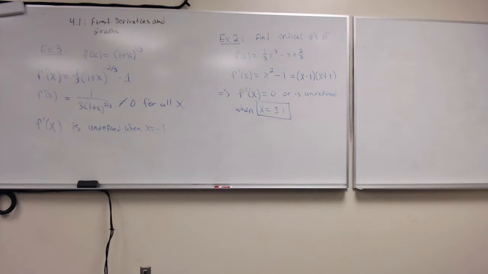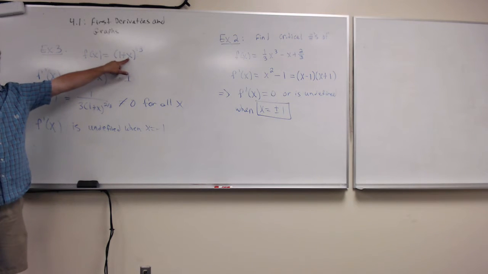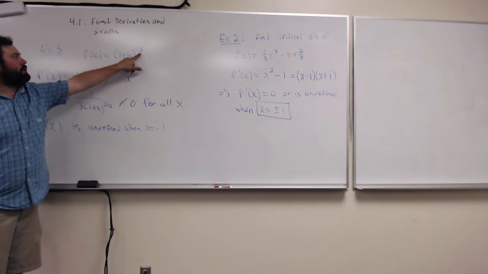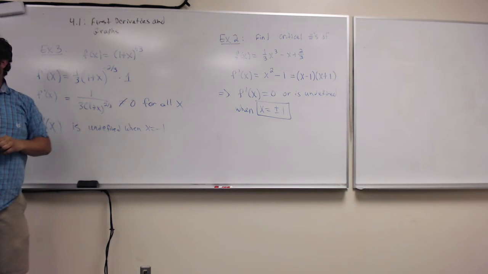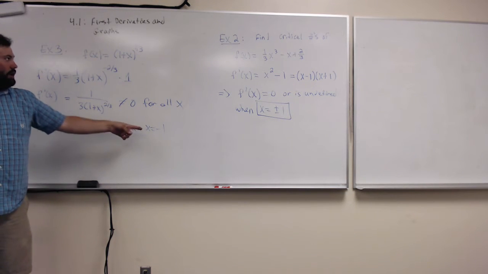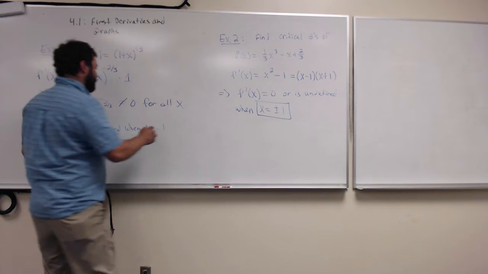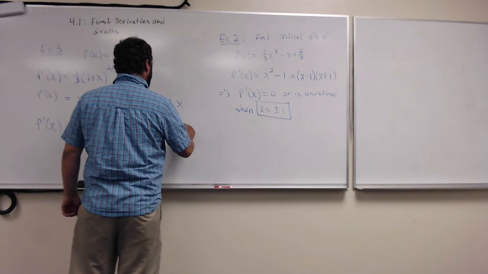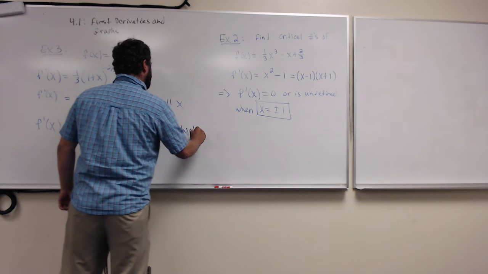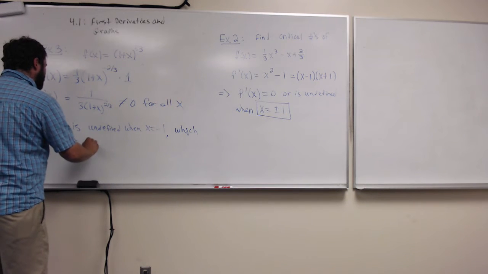So that's a partition number. How do I know if it's a critical number? It also has to be in the domain of the original function. Are there any problems plugging anything you want into this? You can take the cube root of anything you want. So can I plug negative 1 into the original function? Yes. So that's defined when x equals negative 1, which is in the domain of f.